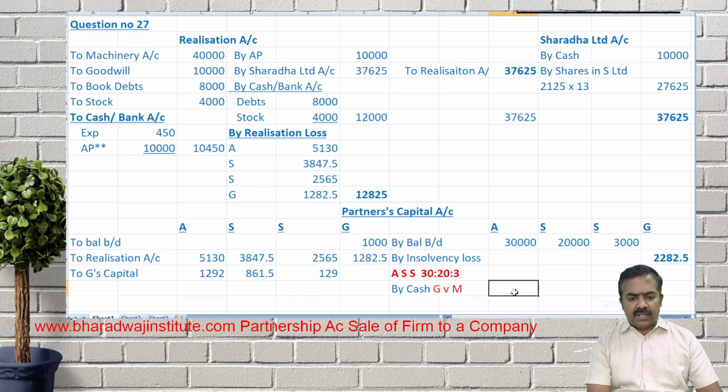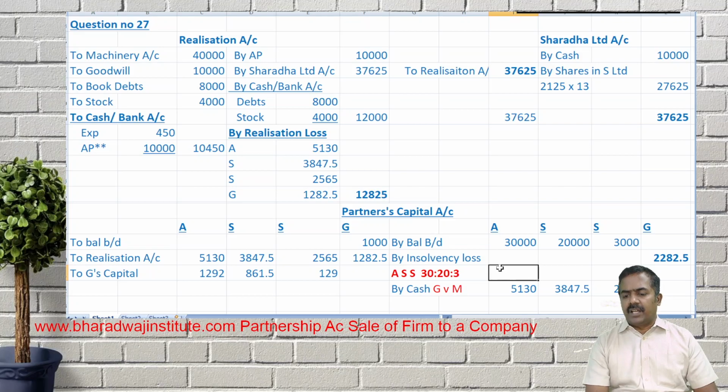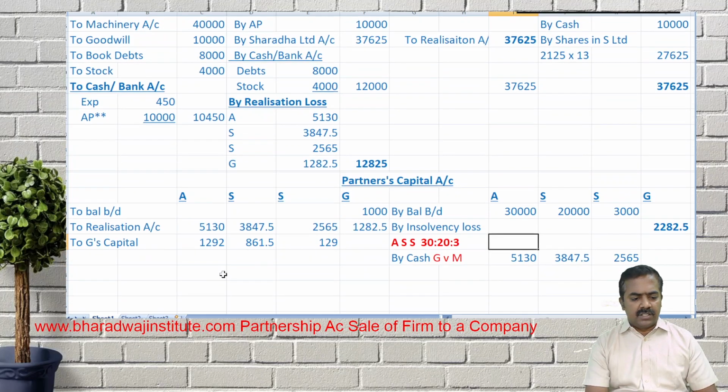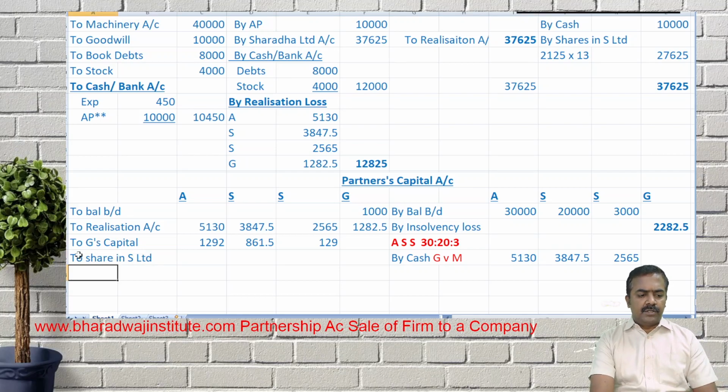Garner versus Murray rule. The solvent partner should bring in what? Cash equal to share of loss of realization. எவ்வளவு கொண்டு வரணும்? 5130, 3847.5, 2565. The solvent partners will bring in cash equal to the share of loss in realization. Then, two shares in, wait பண்ணுங்க, two shares in which company? S Limited.